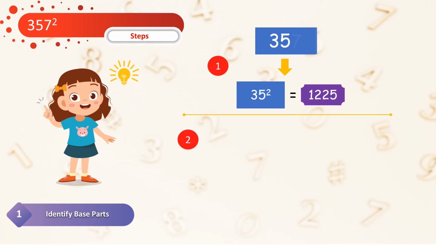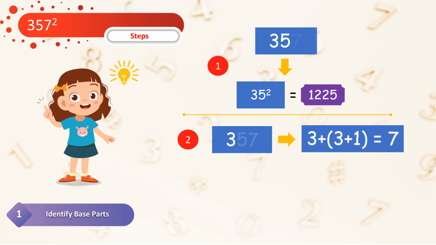You now need to find the second part of the answer. The second part of the answer is again much simpler. Take the 3, ignore the 5 and the 7. Add 1 to 3, you get 4. Now you need to add the 4 and 3 again. So 3 plus 3 plus 1, which is 7. So we will be using the numbers 1225 and 7 in the next step. So that completes our step 1.